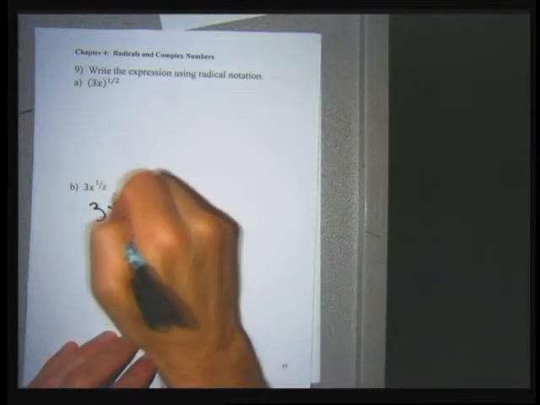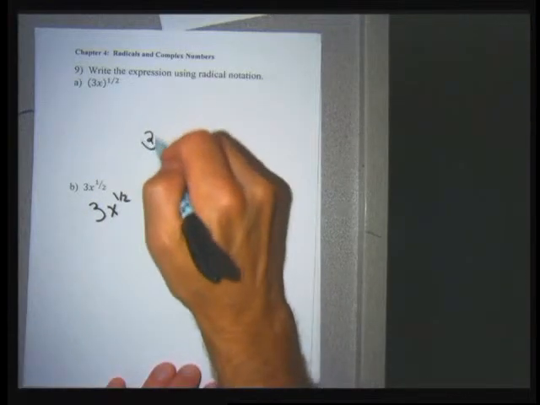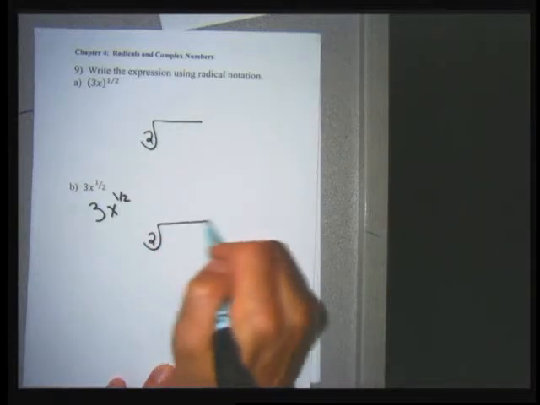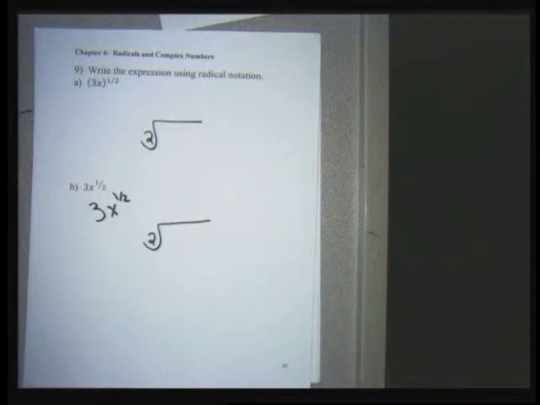Nine wants me to write radical notation. This is supposed to be 3x to the 1/2 power. I'll make it look more like that. That doesn't look so much like a 1/2 power, but it's what it's supposed to be. So anytime I see a 1/2 power, I know I'm going to get a square root. Anytime I see a fraction exponent, I know I can write it with a radical. So both 9a and 9b can be written with a radical.